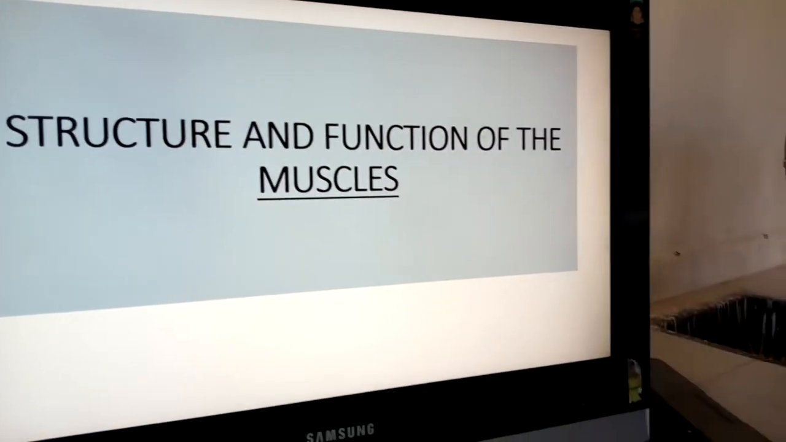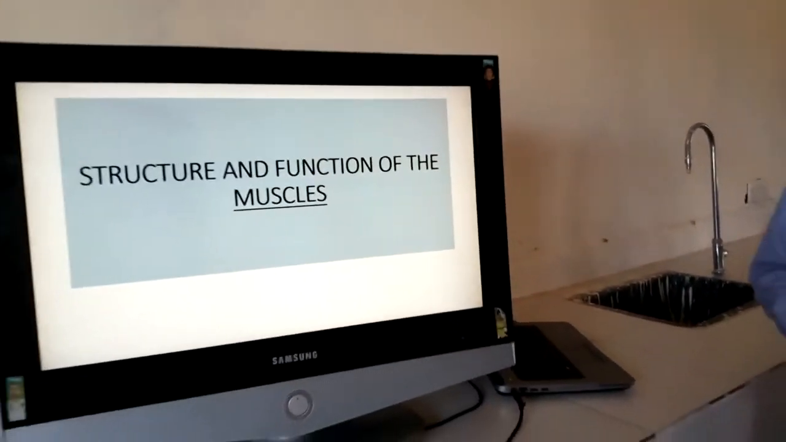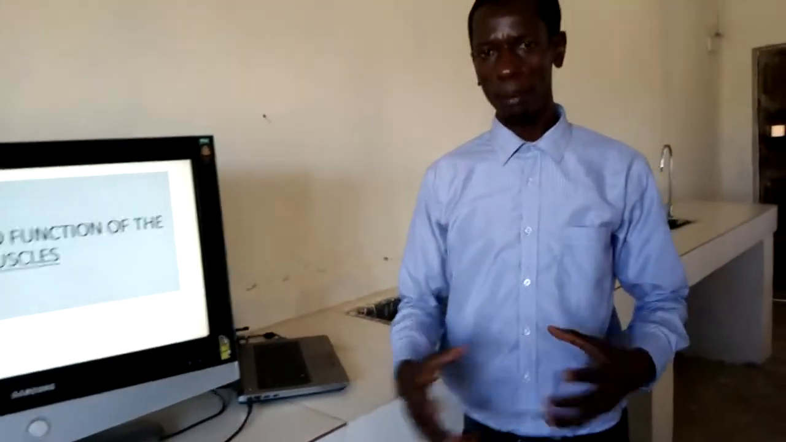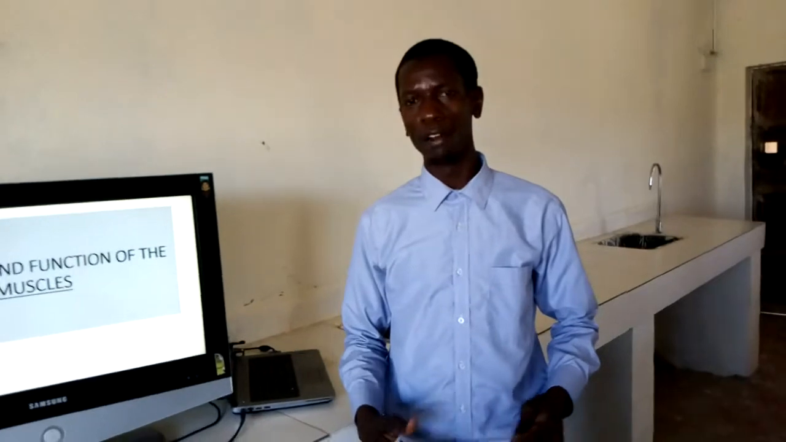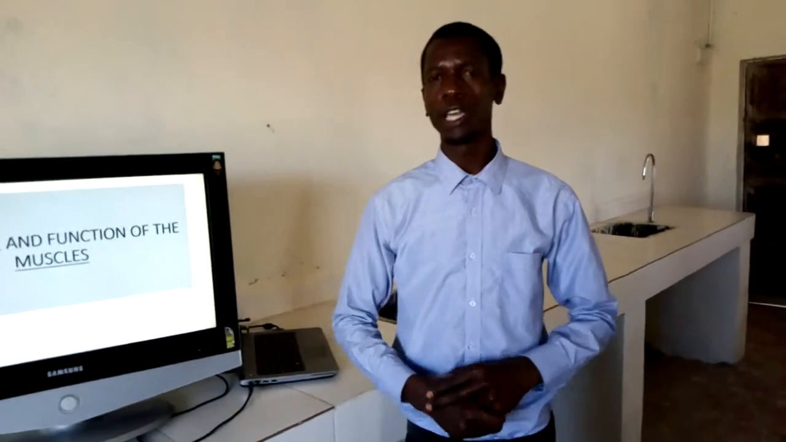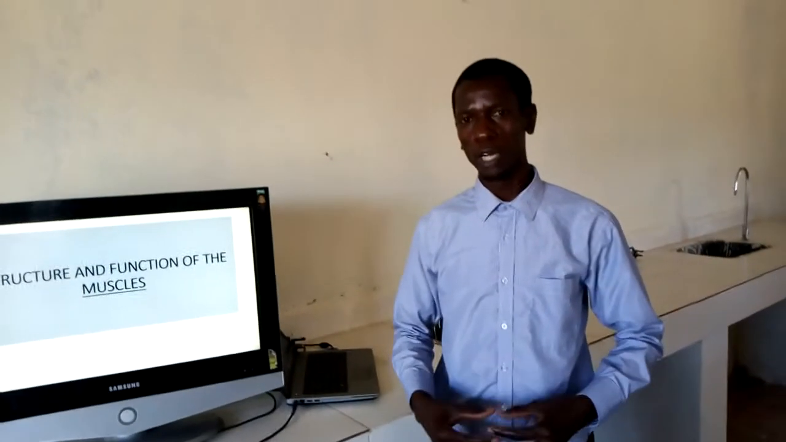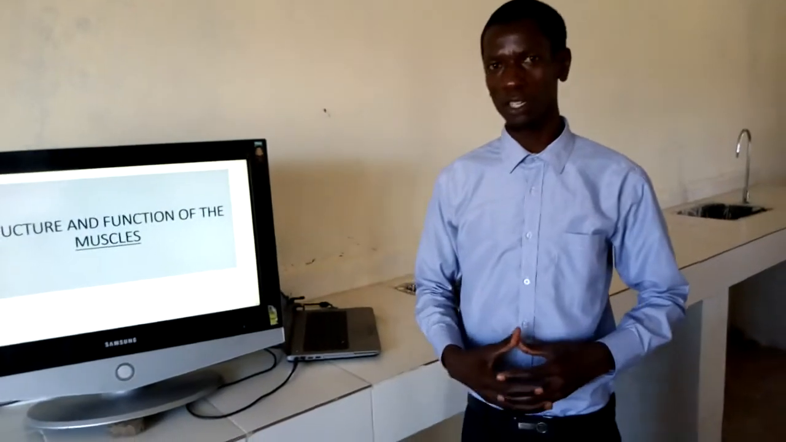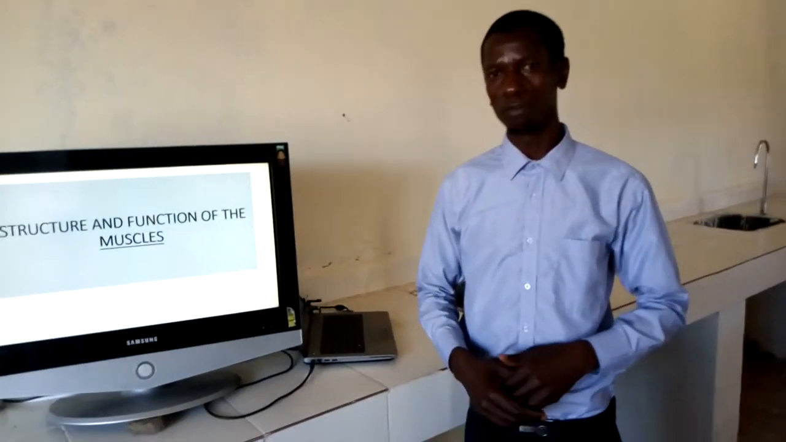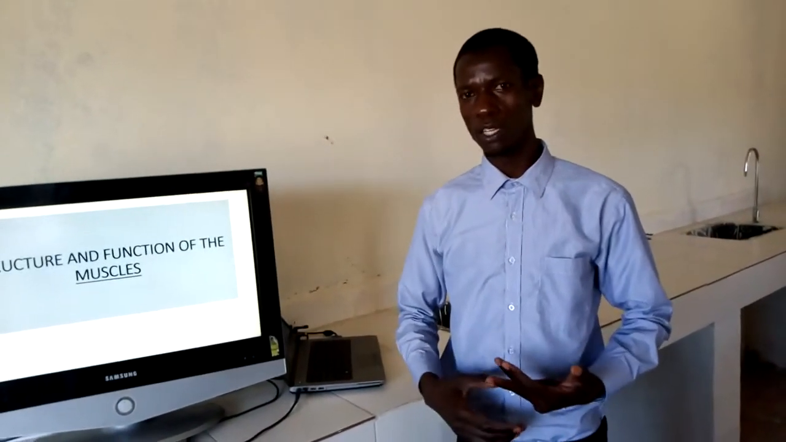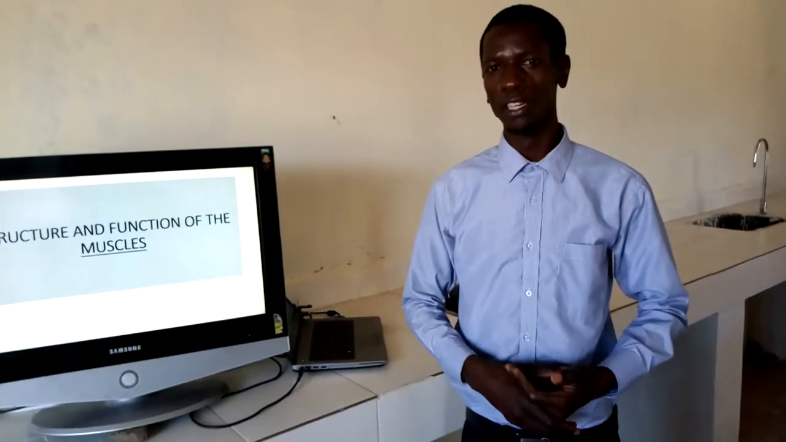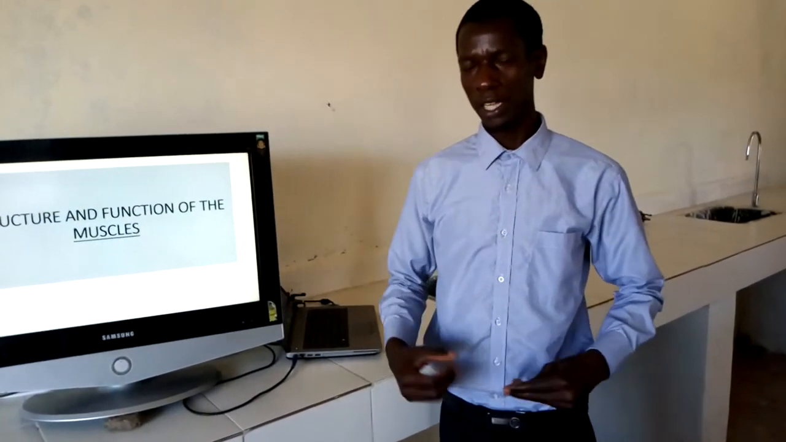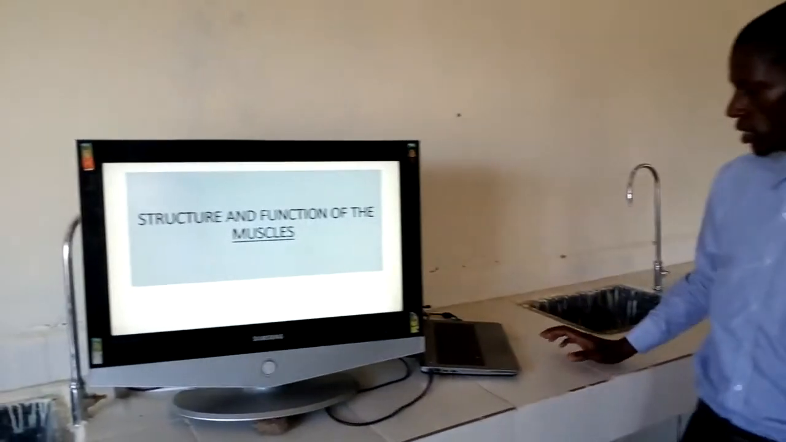In our previous lesson, we were looking at the types of joints, whereby we were able to realize that there are movable joints, immovable joints, and gliding joints. In this lesson, we're going to look at the types of muscles, whereby we have three types of muscle: the skeletal muscle, the smooth muscle, and the cardiac muscle. Let us check and see where these muscles are found and the roles that they play.